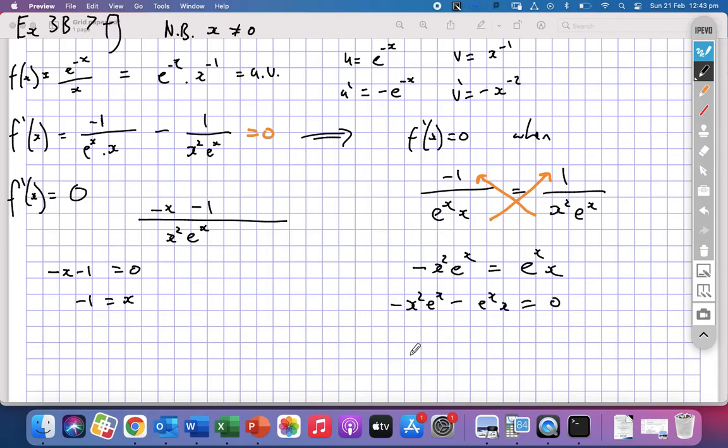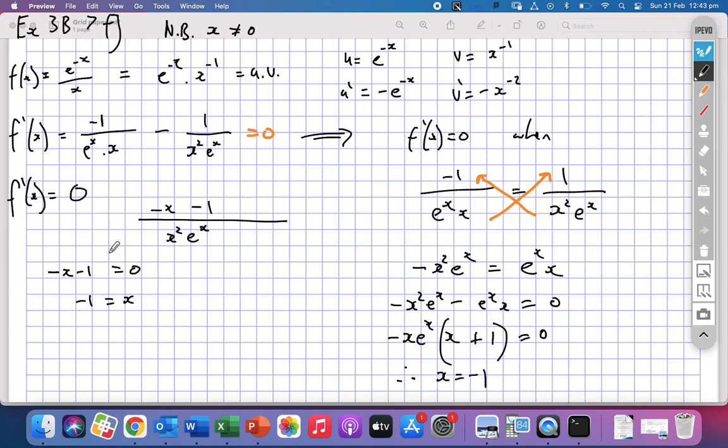Equals 0. Do a factorization. What have we got? Minus x e to the x. I'm left with an x from there. I can divide all that by minus x e to the x. It will be a plus 1 equals 0. Therefore, there's a solution in here, x equals minus 1.